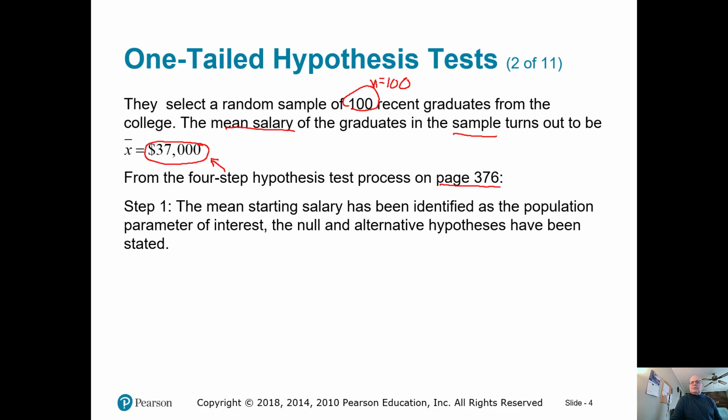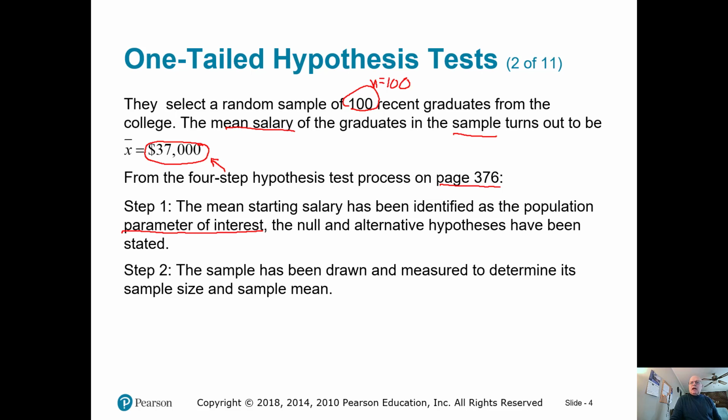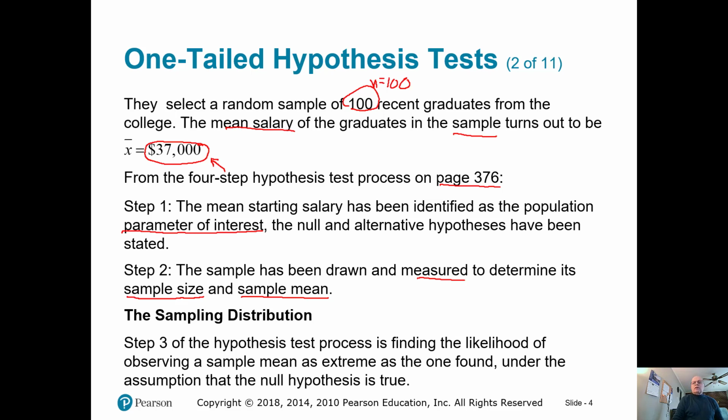Start with step 1. We've identified the population parameter of interest, that's the mean, and the 39,000. We need the null and alternate hypotheses. We're going to get a sample, and we're going to measure that to find out what the sample size is and the sample mean. So we're going to be talking about a sampling distribution, since what we're going to get from the sample is a sample mean. Step 3, we're going to find out how likely it is, this is very important, the likelihood of finding that sample mean as extreme or greater, and that's assuming that the null hypothesis is true.